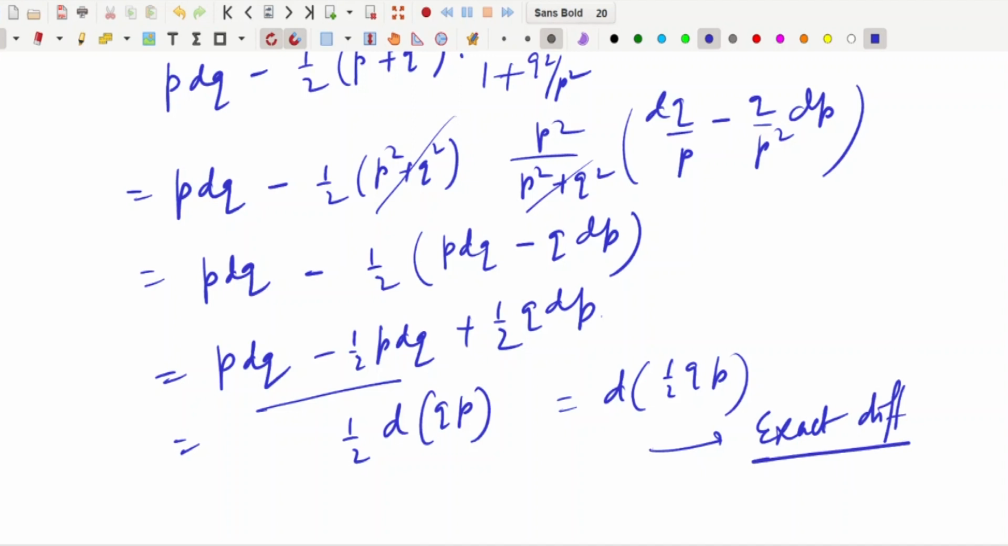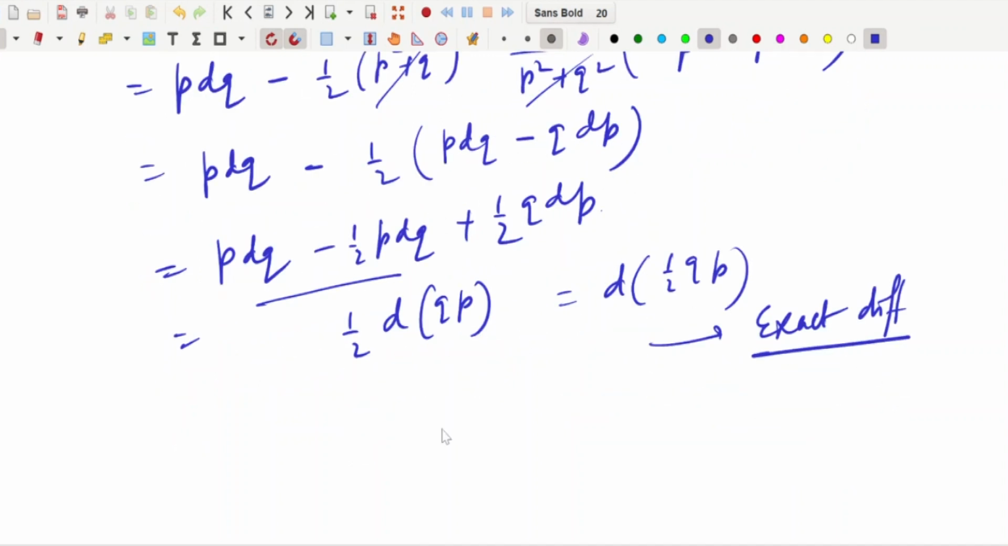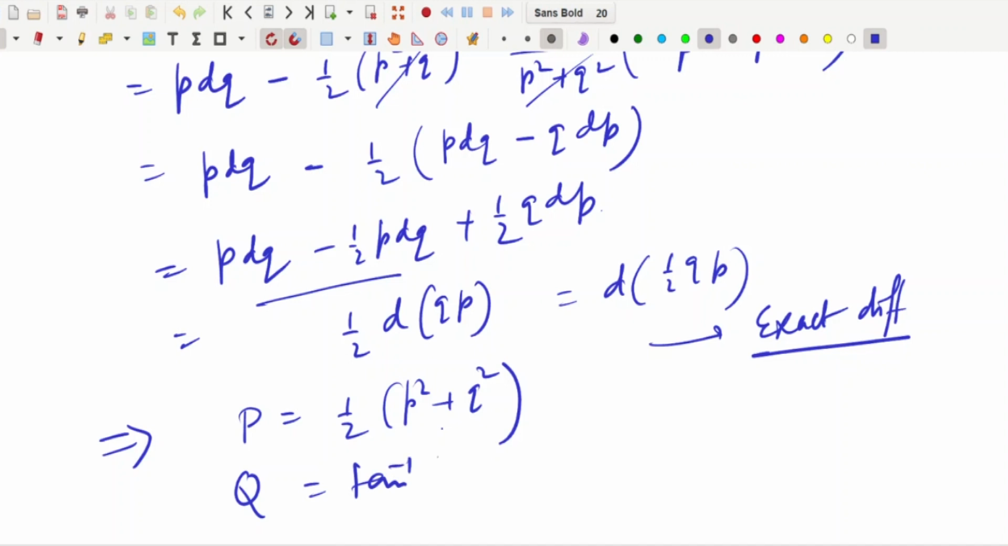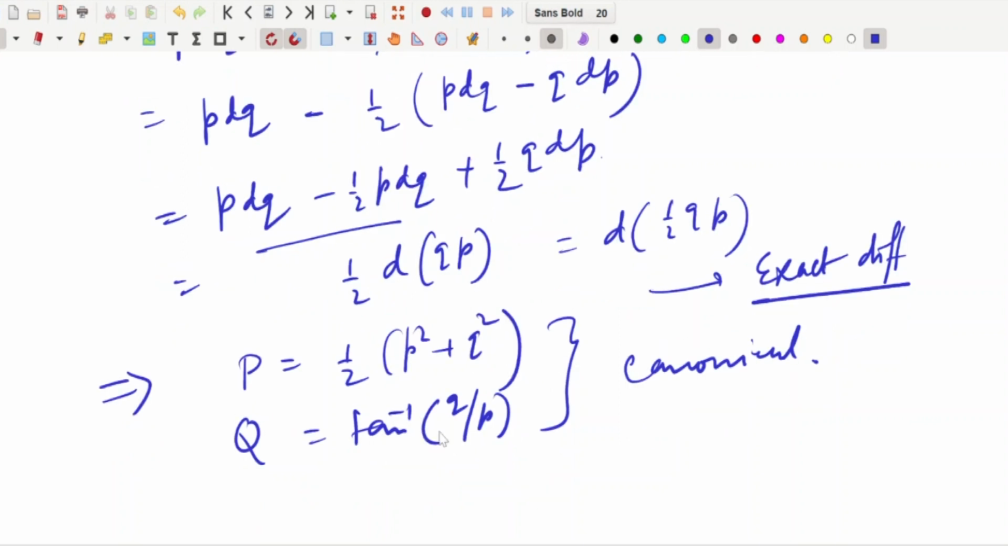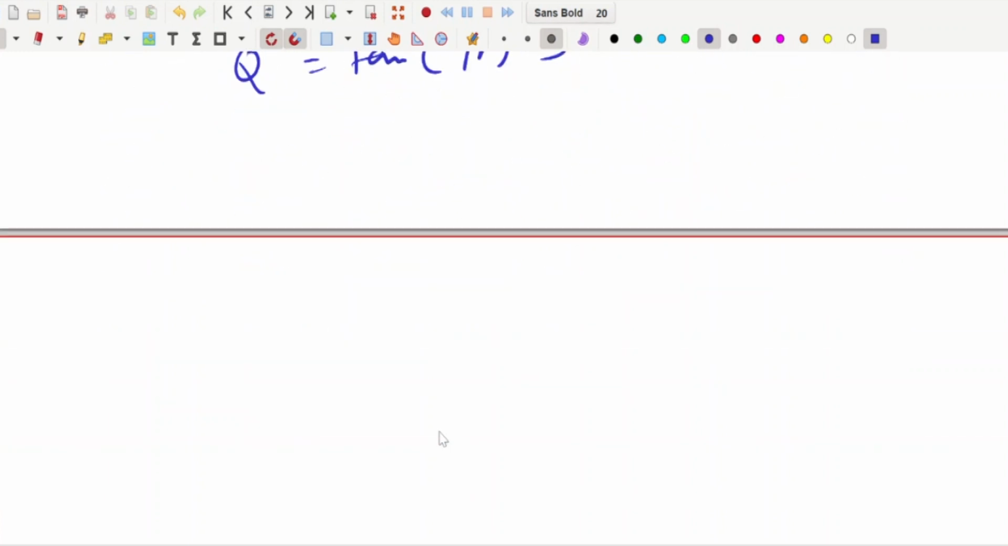If it is an exact differentiation, we can say that this implies the transformation P equal to half of small p square plus small q square, and Q equal to tan inverse q by p, will be canonical. So we found the condition for canonical transformation and verified it with a simple example.